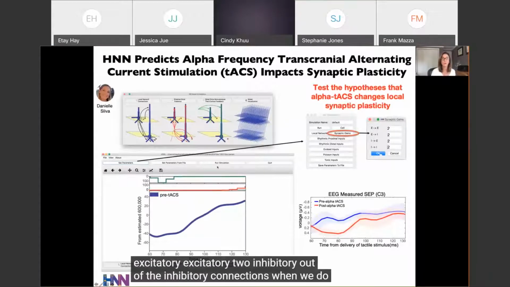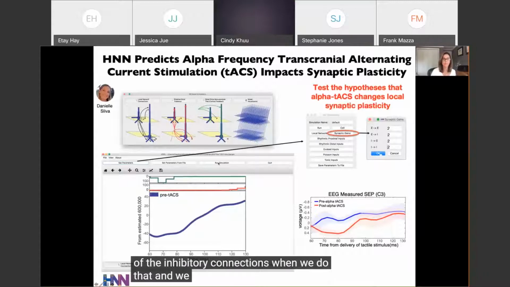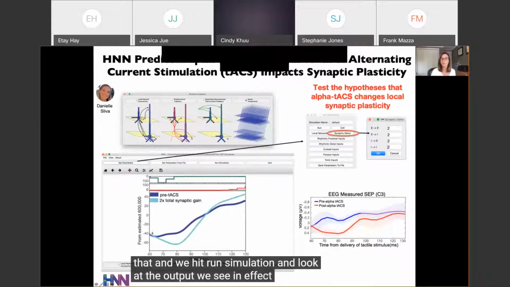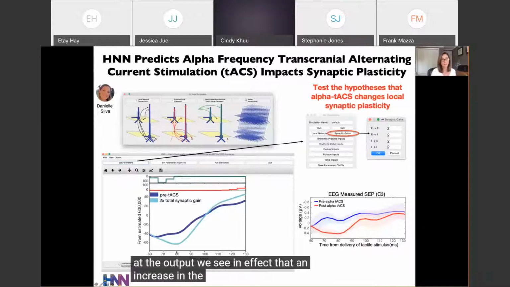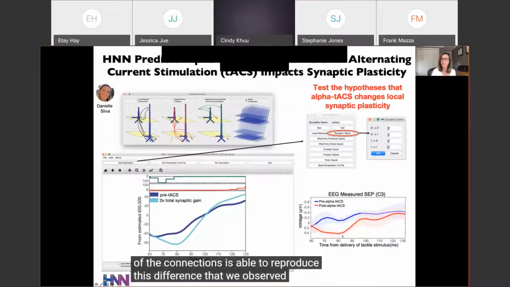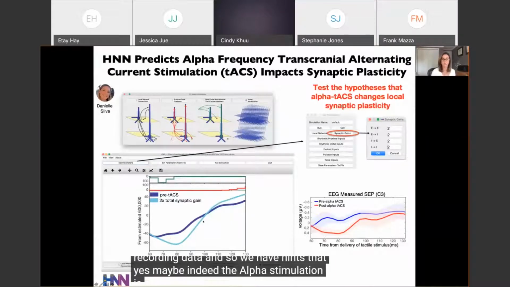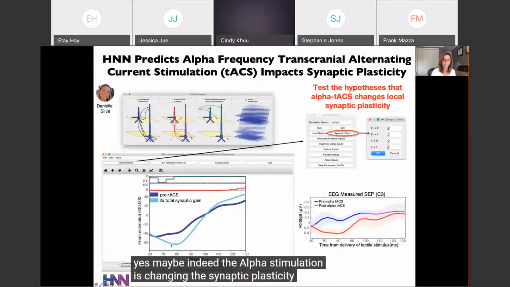When we do that, and we hit run simulation and look at the output, we see in fact that an increase in the synaptic efficacy of all of the connections is able to reproduce this difference that we observed in our data. However, it also creates this later difference that we don't observe in our recorded data. And so we have hints that, yes, maybe indeed the alpha stimulation is changing the synaptic plasticity.